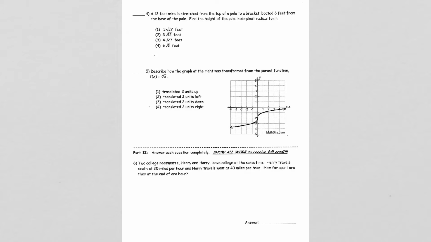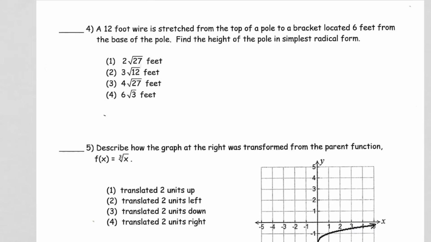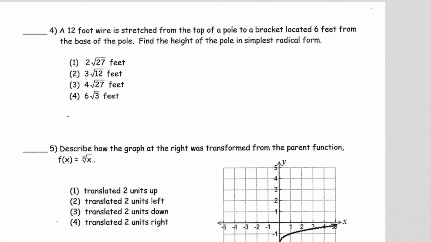And going to the next page, a 12-foot wire is stretched from the top of a pole to a bracket located 6 feet from the base of the pole. So hopefully you drew a picture for that, and I'm going to do that. So here's the pole, and it's a 12-foot wire attached to a bracket. Here's the bracket located 6 feet from the base of the pole, and here's the wire.